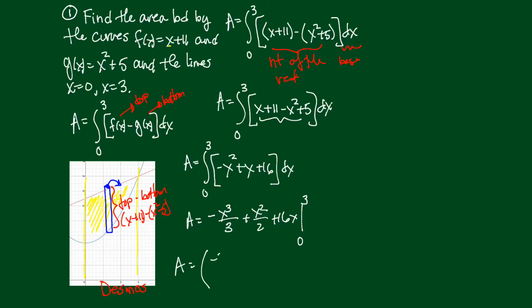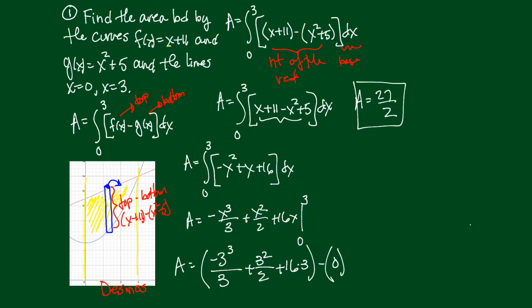So we are going to get negative 3 cubed over 3 plus 3 squared over 2 plus 16 times 3 minus, now put in the lower limit, but look, all the terms have an x in them, and we're putting in 0. So zeros everywhere, so we're just going to get a 0 out of this. And then I'll do it up here. When I did this, I just did this on my calculator, and I ended up with 27 over 2 as the area, or if you like, you could write, I suppose, 13.5.